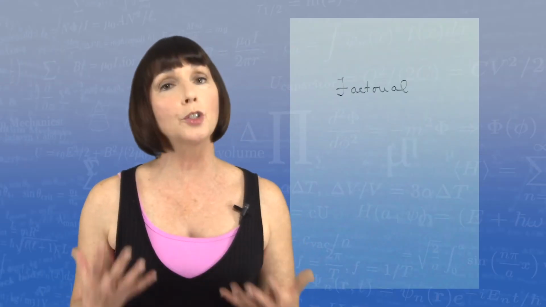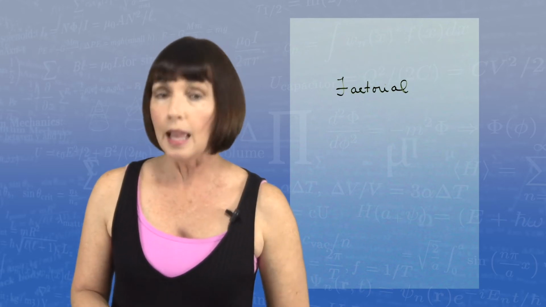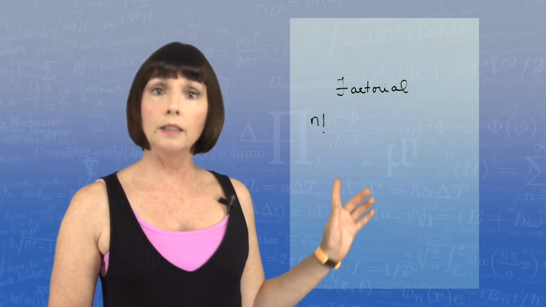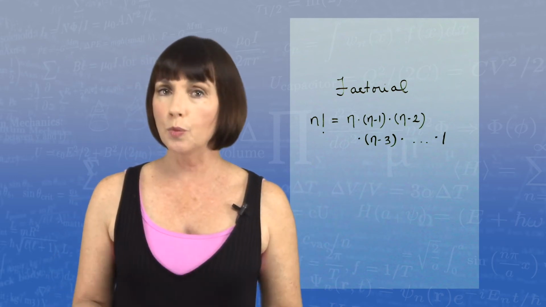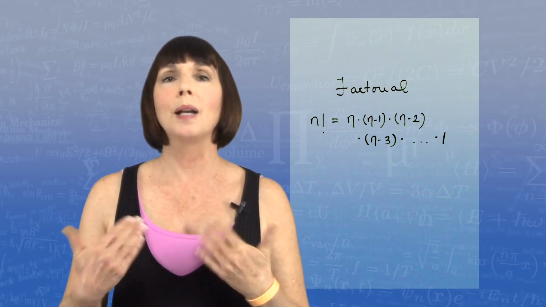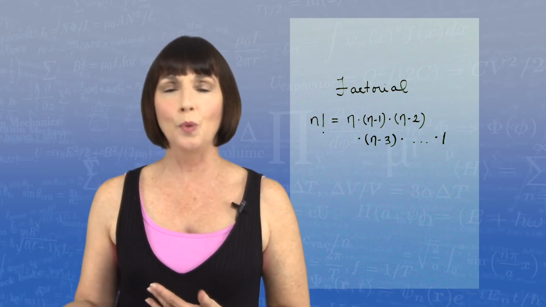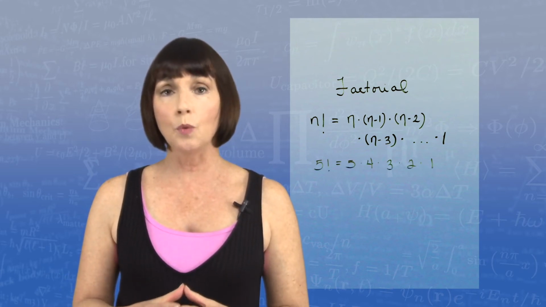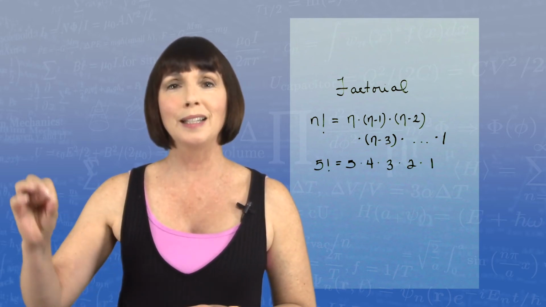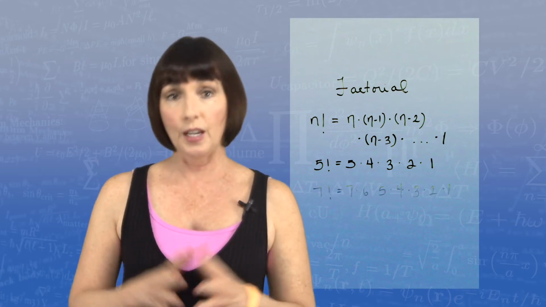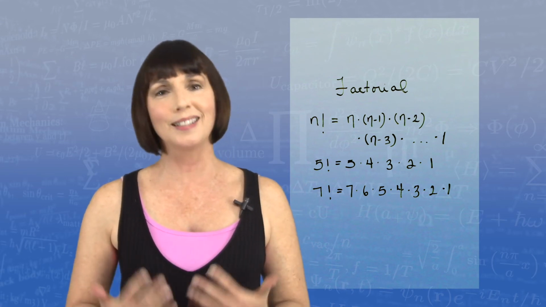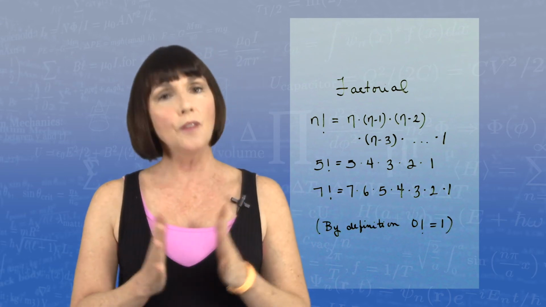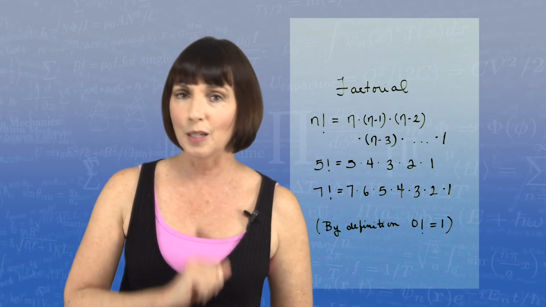To understand counting, it's important to understand the concept of factorials. So let's take a look at that. N factorial is written this way, n, with an exclamation point after it. And it's equal to n times n minus 1 times n minus 2 times n minus 3, and you just keep going until you get to 1. So 5 factorial is equal to 5 times 4 times 3 times 2 times 1. 7 factorial is equal to 7 times 6 times 5 times 4 times 3 times 2 times 1. And by definition, 0 factorial is equal to 1.